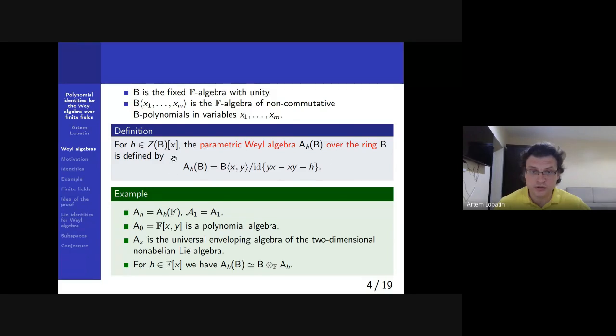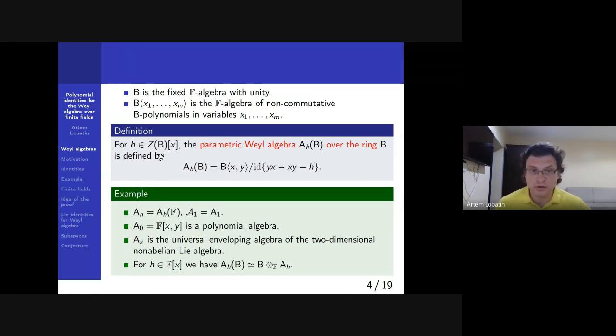And so here's the definition. The definition is exactly the same as it was before, but instead of the field, we consider this algebra B. And we have an additional requirement for the polynomial h. Now we require that the coefficients of the polynomial h belong to the center of algebra B. So we need this condition. Without this condition, of course, we can define it, but we don't know what to do with this definition. It's really important that we have this condition. So essentially speaking, h belongs to the center of polynomials over x with coefficients in B, and we obtain this parametric Weyl algebra over the ring B. And so a little bit about motivation and examples.